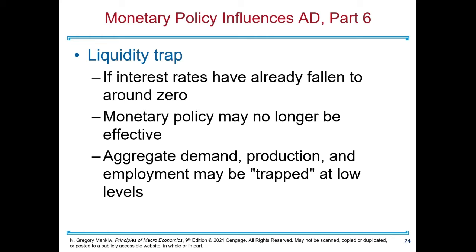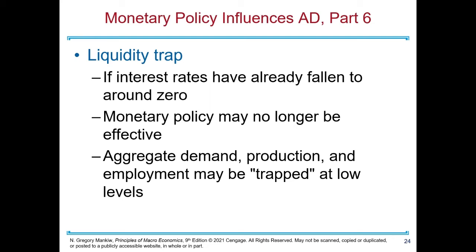So now we're going to talk about the zero lower bound, or the liquidity trap. I believe I mentioned this in a previous video where I was talking about the Great Recession and interest rates. During the Great Recession, the Fed wanted to target really low interest rates, and they fell to nearly zero. In this situation, what can monetary policy do to stimulate the economy? They can't lower the interest rates any further. They're already at zero.